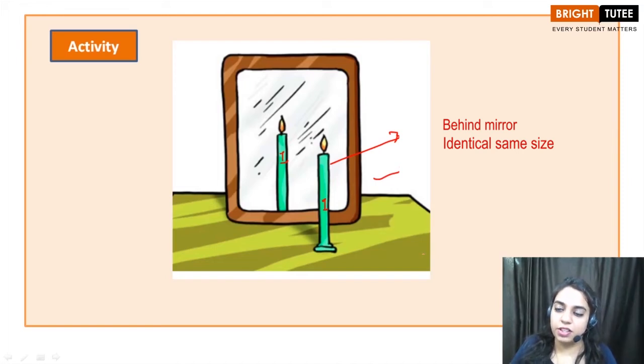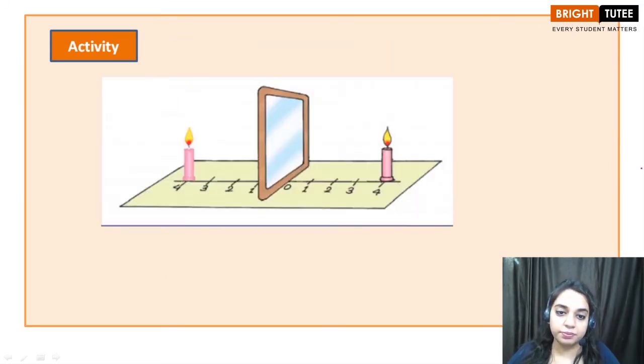Children, let's now move ahead to the next activity to discuss more about the nature of the image formed by the plane mirror. Up till now we have understood that light can be reflected by the plane mirror. Second, we discussed that the image formed is exactly the same as the object in case of a plane mirror, and also that its position is behind the mirror. Now let's move to the next activity.